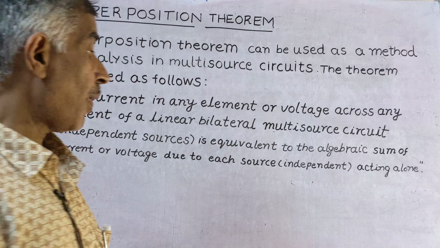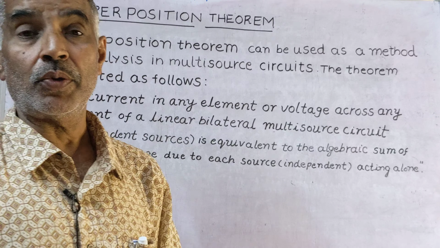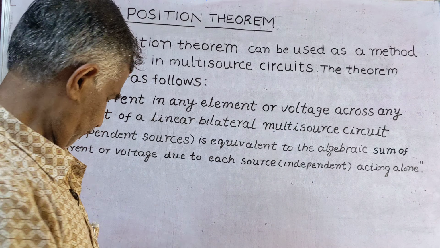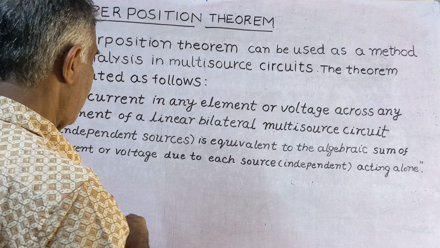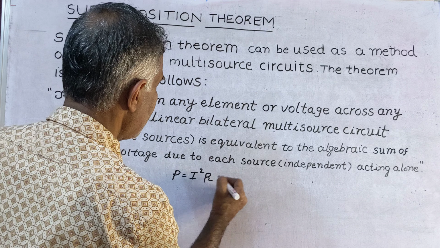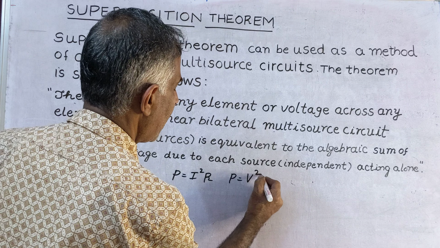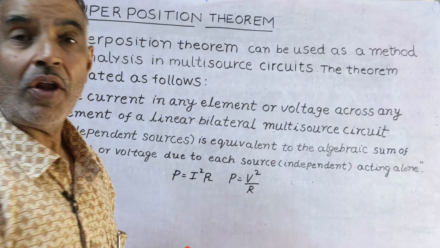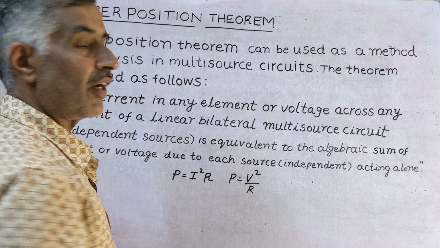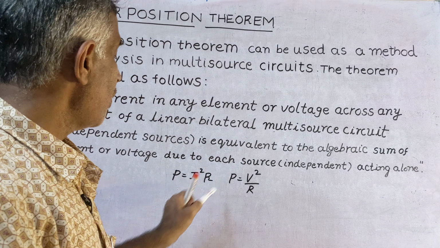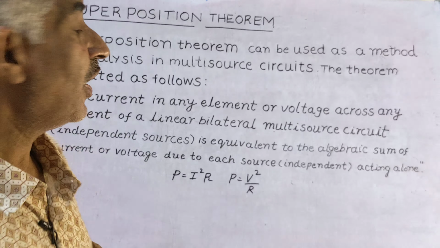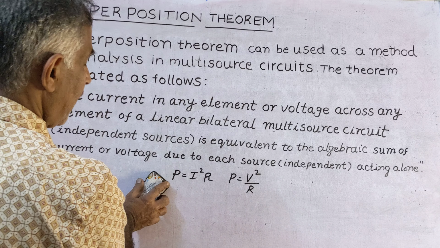Now, power in a linear bilateral circuit. Power is not a linear relationship. P is equal to I squared R, or P is equal to V squared by R. This is a non-linear relationship. So in this non-linear relationship, you can't find power by superposition. That is why we go for either voltage or current.